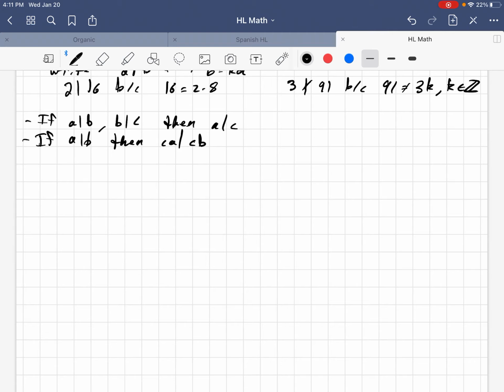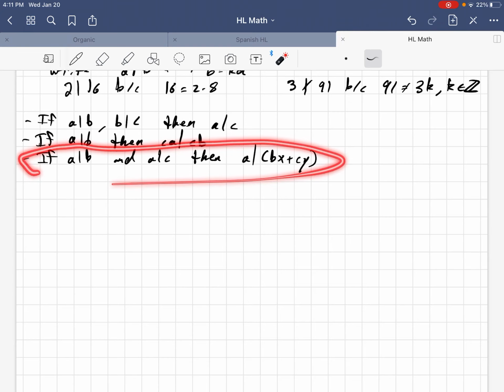And then we have the third more interesting property that essentially combines these two. So if a divides b and a divides c, then a divides any linear combination of b and c. So a would divide bx plus cy. Again, x and y being integers. So you can go through and kind of prove these for yourself if you want. This last one is especially important, and we're going to use it.